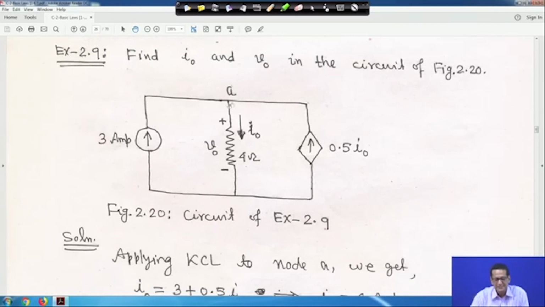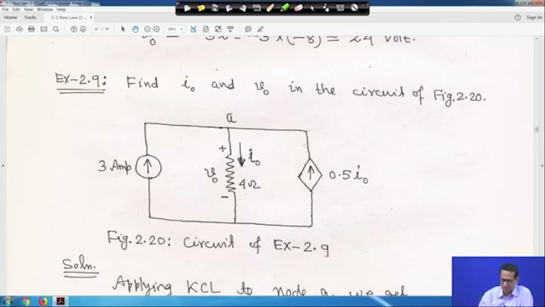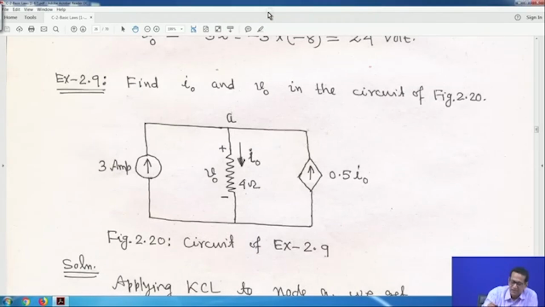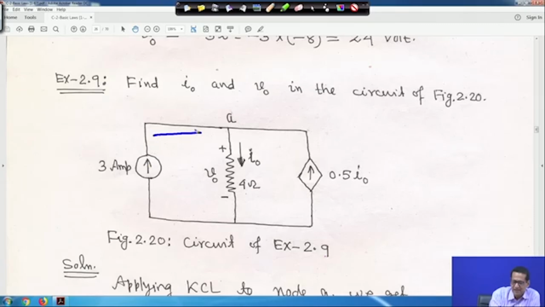So, what you do, this is one node, and at this node you apply KCL. Look how you will do it. The 3 ampere current is entering this node, which is node A, and this is 0.5 I0, which is also entering the node, and the current I0 is leaving the node. Therefore, you apply KCL at node A.